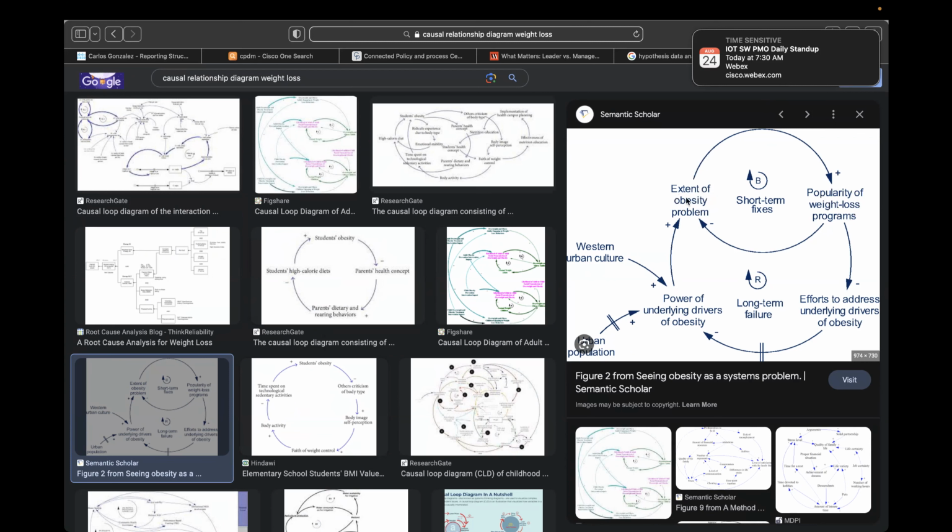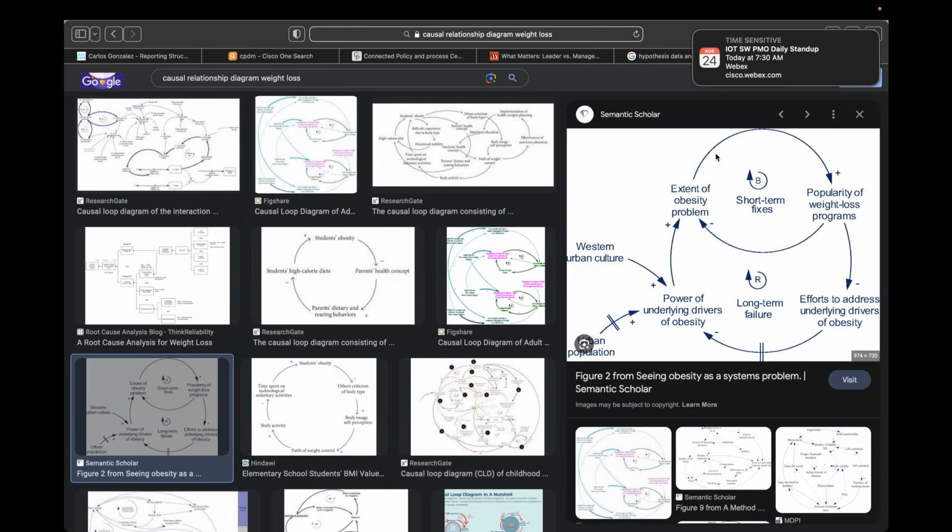But what you see here on the left-hand side, it says extent of the obesity problem. And then you see an arrow that's leading towards the popularity of weight loss programs. And you see a plus by it. And that plus is actually signifying that the greater the extent of the obesity problem, the greater, so it causes an increase in the popularity of weight loss programs. And that makes sense, right? More people have obesity problems, you have more weight loss programs, right?